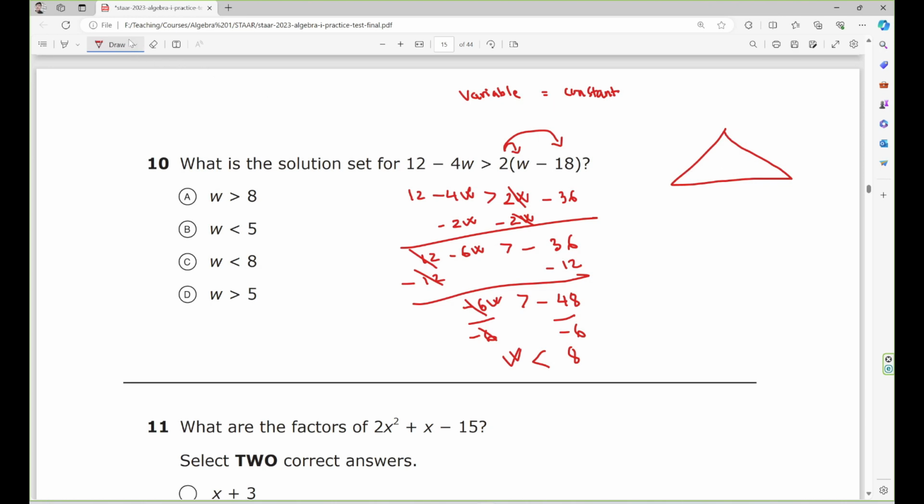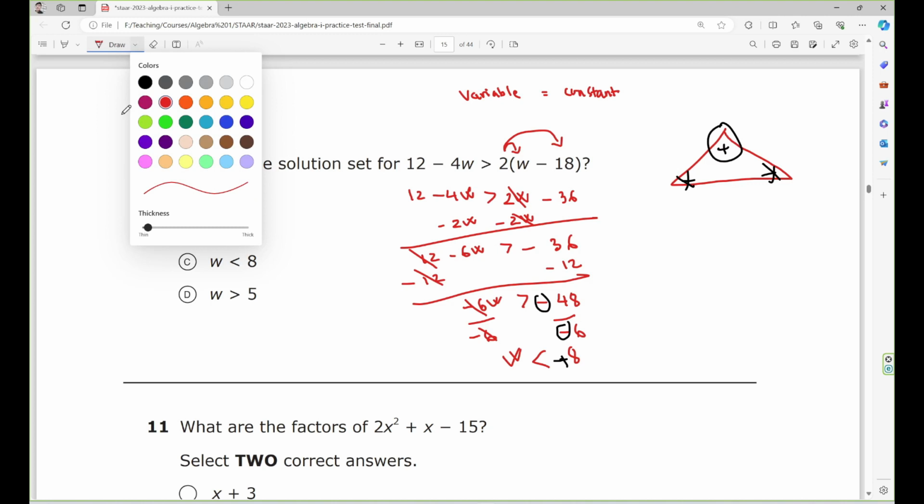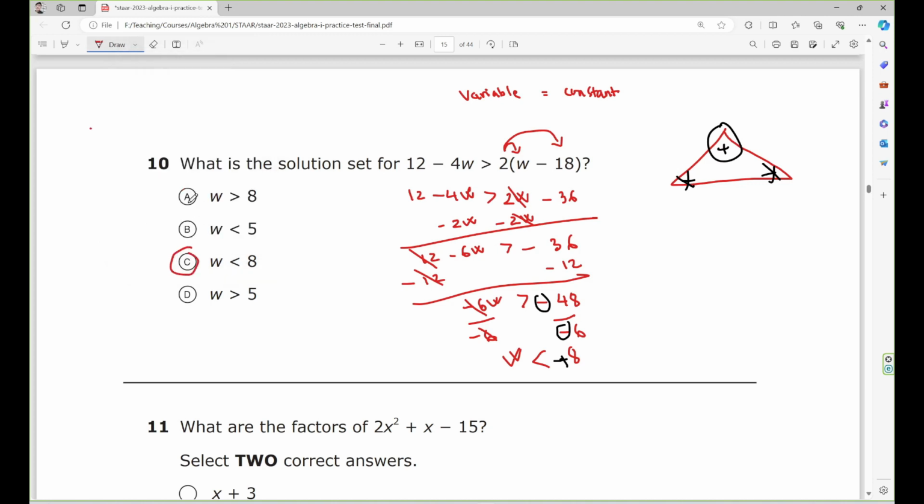trick right here. This is a negative side, this is a negative side, this is a positive side. Negative, cross it out. Negative, cross it out. The answer is positive. Positive 8. Alright, so w less than 8. The answer must be C.